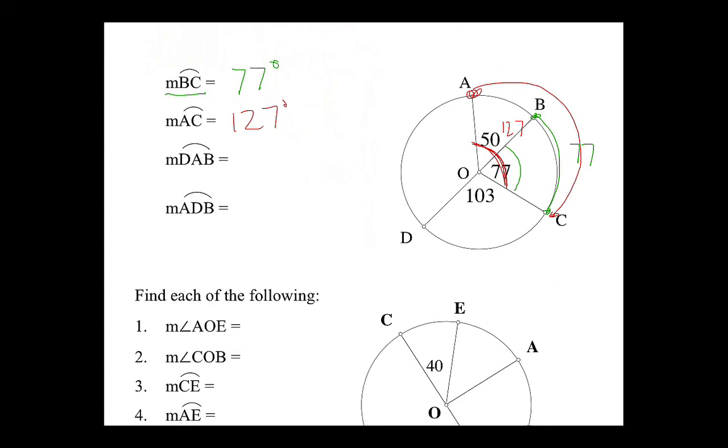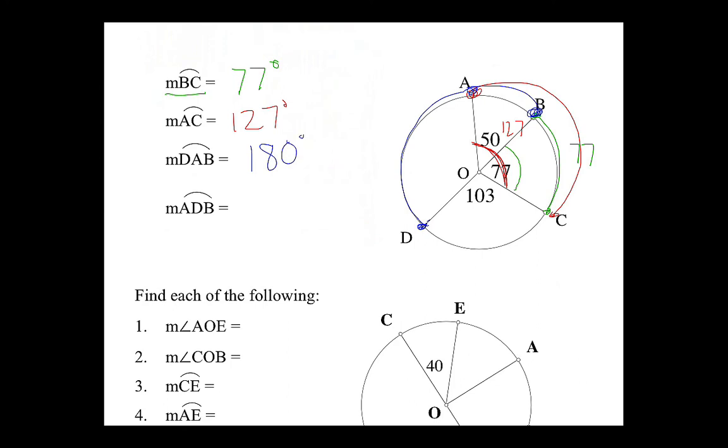The next one I have is arc DAB. Well, DAB uses 3 letters, so I have to start at D, the next point I have to hit is A, and I'm going all the way to B. And if I look at that, that's a diameter, D to B. So that means I have exactly half of the circle. So that's going to measure 180 degrees because the whole circle is 360.